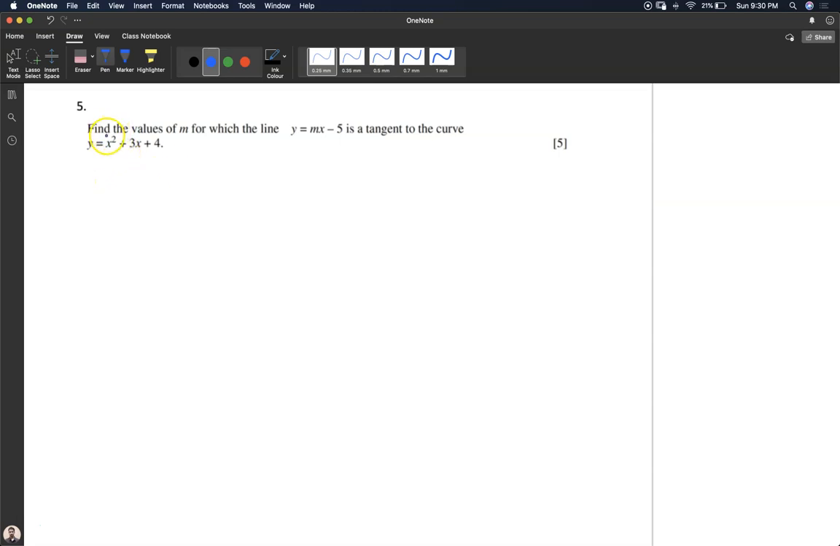Okay. Find the values of m for which the line y equals mx minus 5 is a tangent to the curve. I kind of hinted this in the very first question that we did. When you have a tangent to the curve, the discriminant b squared minus 4ac must equal 0. So it just touches like this. The tangent just touches at one point, so you only have one root.